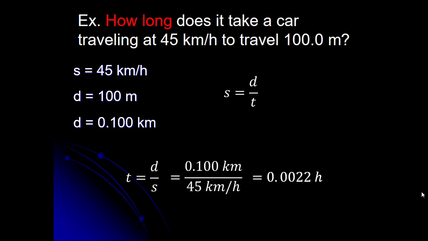Now, that's not a very convenient number, so we could report this as minutes. What we would do is multiply that by 60. That's still going to give us a decimal number, so we could multiply that by 3,600. Since there's 3,600 seconds in 1 hour, we could report it as 8 seconds. And that's a little bit easier to understand. It's something you can relate to a little bit better.